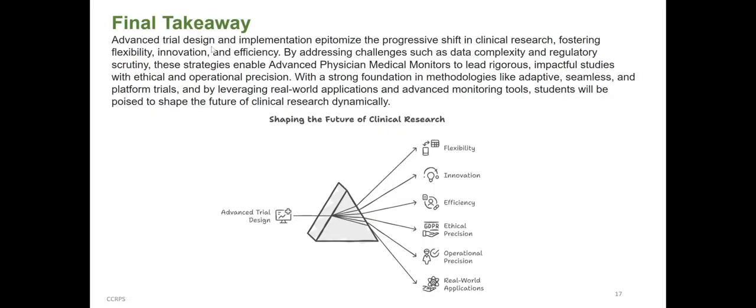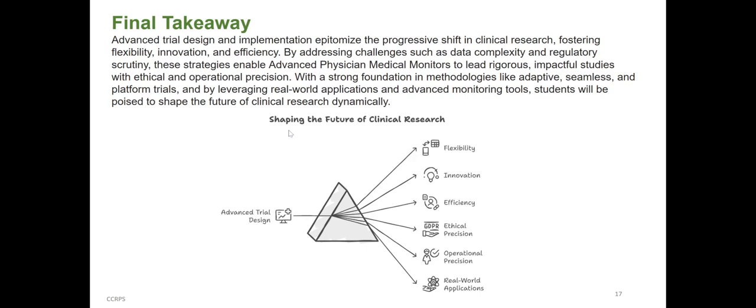The final takeaway: advanced trial design and implementation epitomize the progressive shift in clinical research, fostering flexibility, innovation, and efficiency. By addressing challenges such as data complexity and regulatory scrutiny, these strategies enable advanced physician medical monitors, MMs, to lead rigorous, impactful studies with ethical and operational precision. With a strong foundation in methodologies like adaptive, seamless, and platform trials, and by leveraging real-world applications and advanced monitoring tools, students will be poised to shape the future of clinical research dynamically.